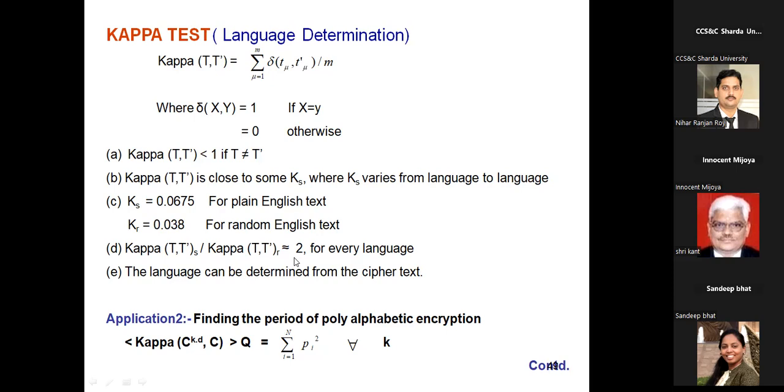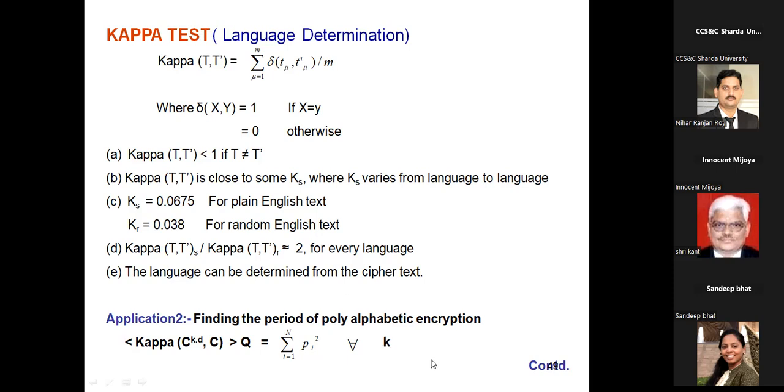And that is the point: it has been used to understand the language of the cipher itself, because you are getting a cipher from a different country. How will you know in which language the ciphering has been done? First, you have to recognize the language, and the language can be determined from the cipher.